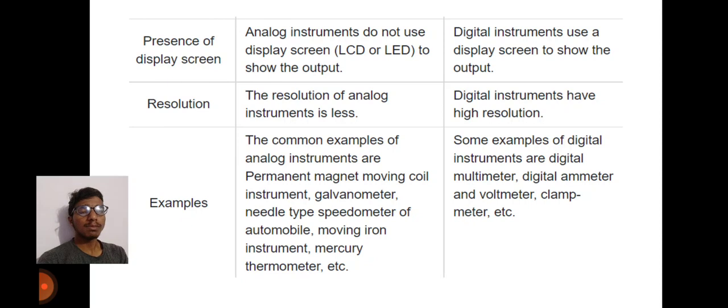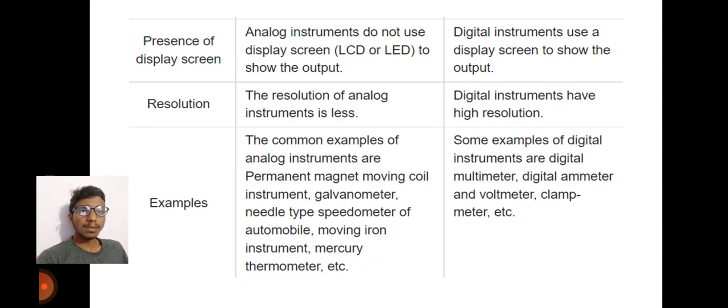Presence of display screen. Analog instruments do not use a display screen like LCD or LED to show the output. Analog instruments will not have a display. Hence they show the output by deflection of a needle, and in digital instruments we have a screen like an LCD or LED screen. Like in the microprocessor we have an LCD screen, and in the microcontroller also, so that when we press the instructions, the output is displayed on the screen. And based on the resolution, the resolution of analog instruments is less, and the resolution of digital instruments is high.